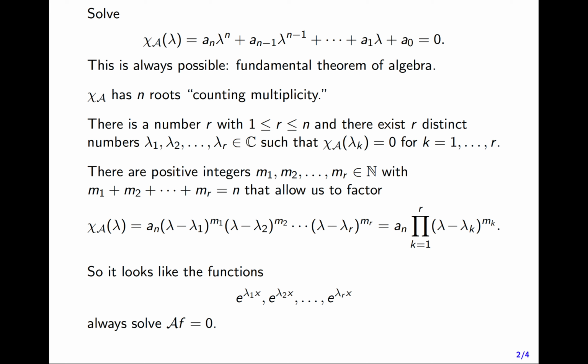So the long and the short of it is, it looks like the functions e to the lambda 1 x, e to the lambda 2 x, all through e to the lambda r x, always solve my nth order equation A on f equals 0. There's just one catch. What happens if my index r is strictly less than n, and the characteristic polynomial chi-A does not have n distinct solutions? We saw this in the first week with the repeated real root in the second order characteristic polynomial.